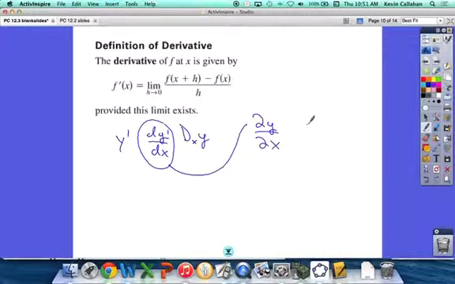And that's a derivative. It's something that gives you a formula for the slope for any value of x in a function, linear or nonlinear. Of course, the linear function, it would be a constant slope.